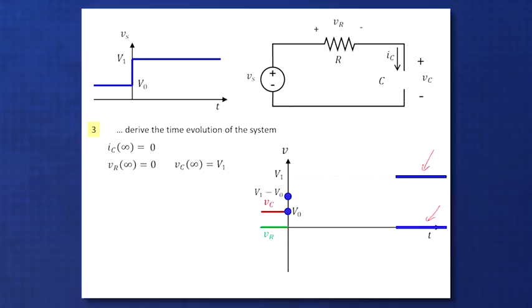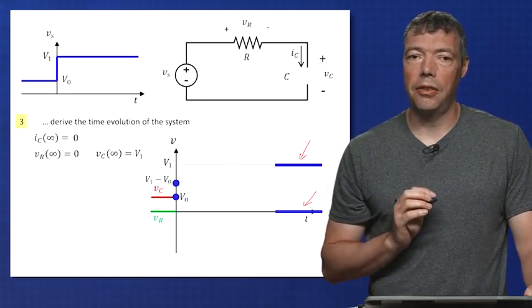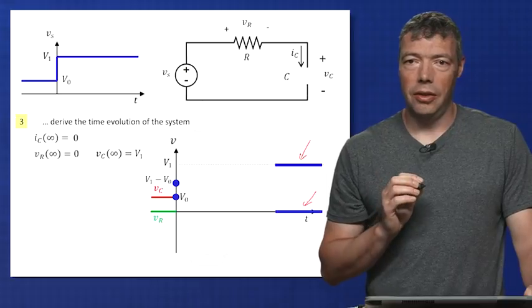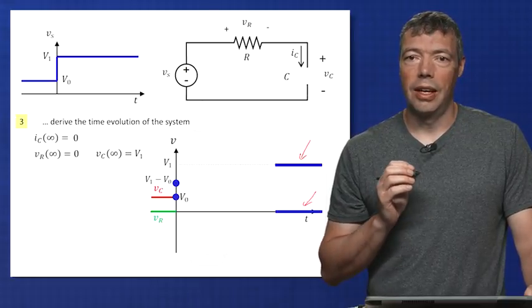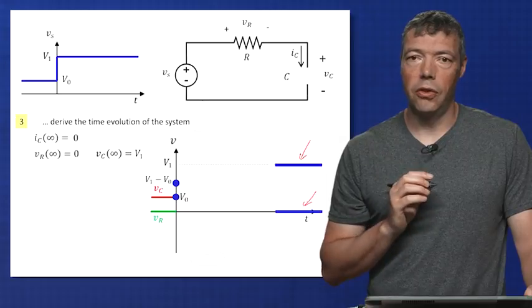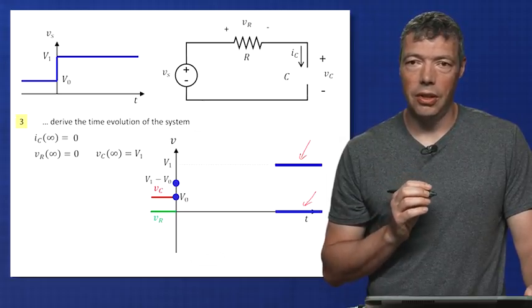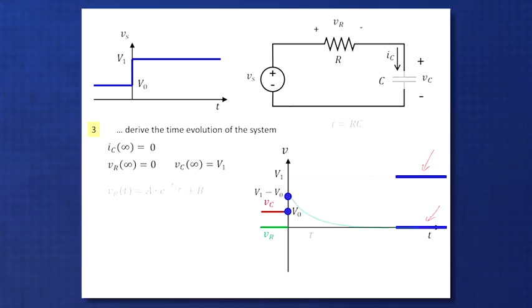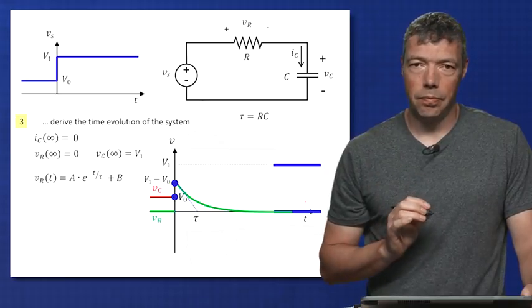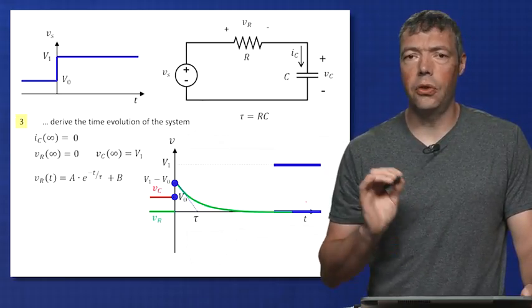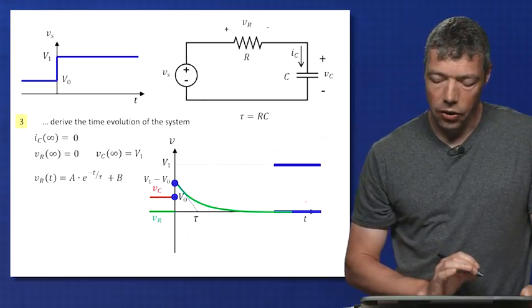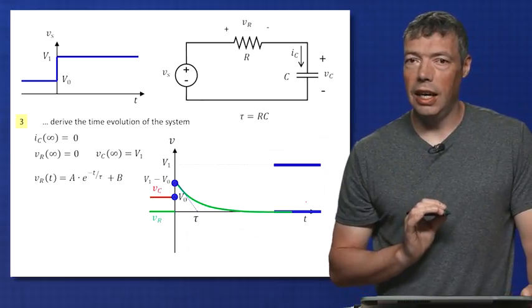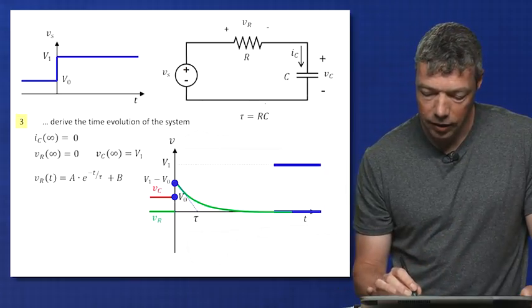Okay, and what happens in between? Well, because I have one capacitor, this is a system that can be characterized by a differential equation of the first order. And I know that for these systems, the solution is an exponential function. So in between, I'm going to have an exponential function, and I'm just going to write this exponential function. Let's start with VR. I'm writing this exponential function, and I have two unknowns, A and B. I also know that this is going to be a decaying exponential with this time constant RC.